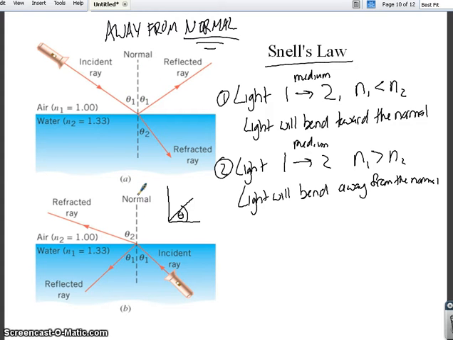Okay? So we have Snell's law, which is a mathematical equation, which is going to be N1 sine theta 1 equals N2 sine theta 2.